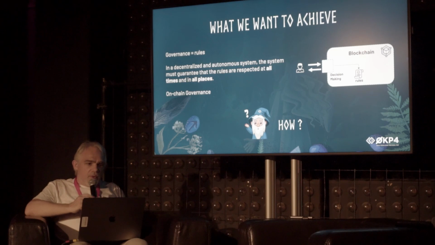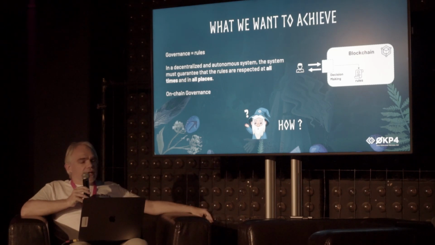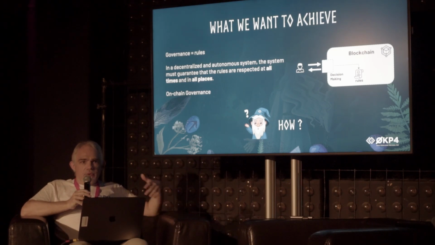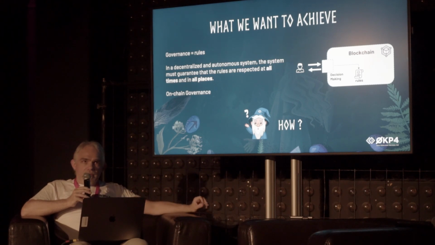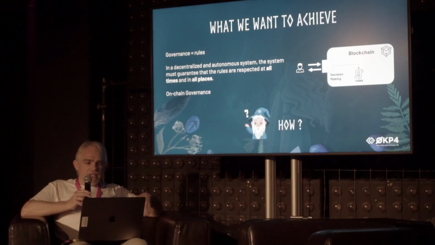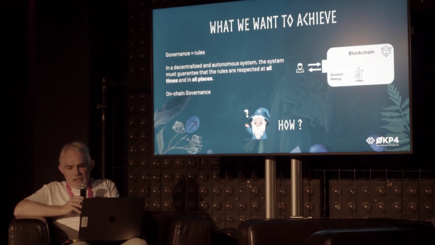So what do we want to achieve here? We need to be able to implement governance on-chain. If we project ourselves into a decentralized and autonomous system, we want the system to guarantee that the rules are respected at any time and any place, and all the magic happens on-chain. How do we achieve that?